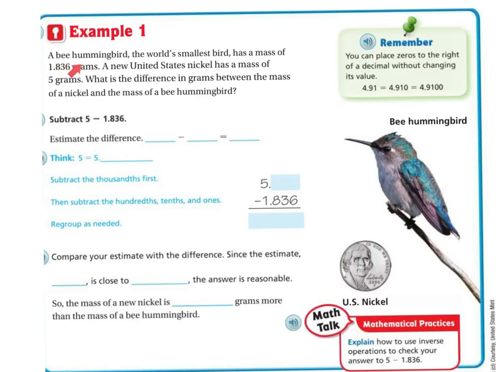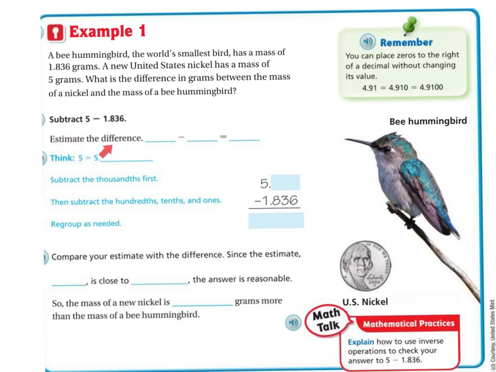A bee hummingbird, the world's smallest animal, has a mass of 1.836 grams, or 1 and 836 thousandths grams. A new United States nickel has a mass of 5 grams. What is the difference in grams between the mass of the nickel and the mass of the bee hummingbird? So that keyword, difference, tells me that I'm going to be subtracting.